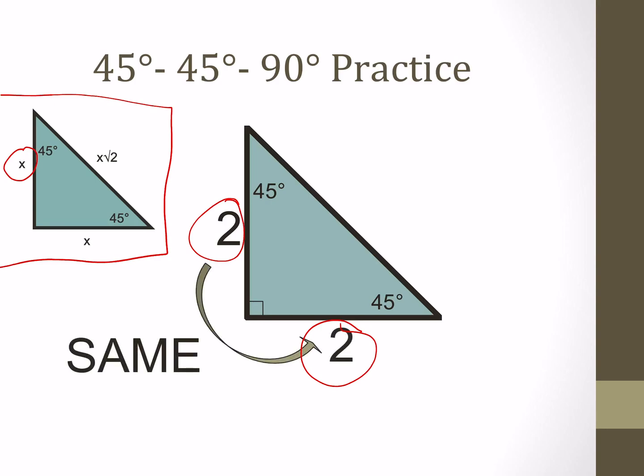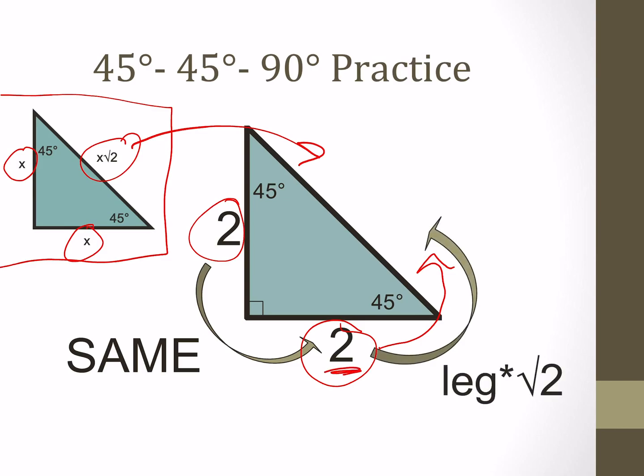And hopefully you said it's 2 because x equals x. It's the same. How do I go from my leg to my hypotenuse? My hypotenuse is x radical 2. So I multiply the 2 by my radical, and I get 2 radical 2.